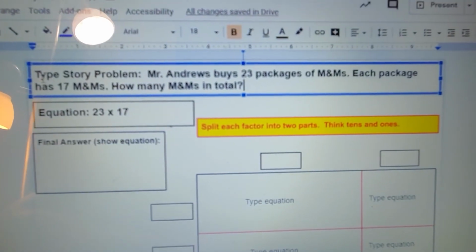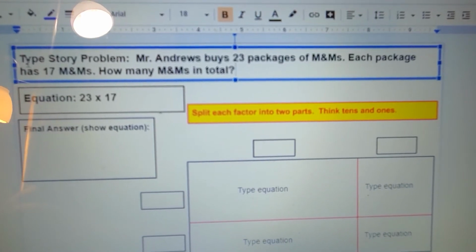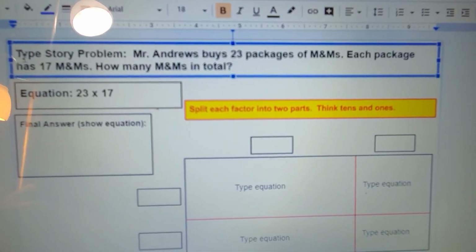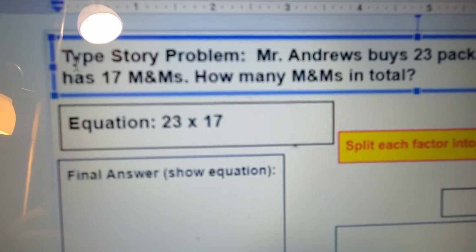So let's review. I got 23 packages of M&Ms that I buy. Each package has 17 M&Ms. How many M&Ms in total? Okay, there's my equation. It's already there.